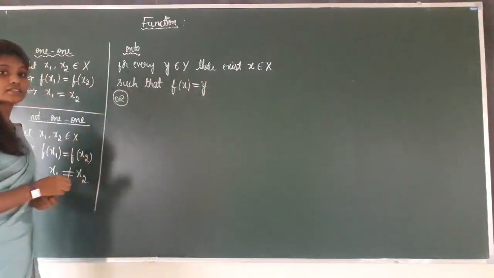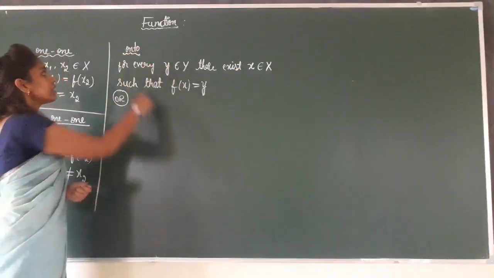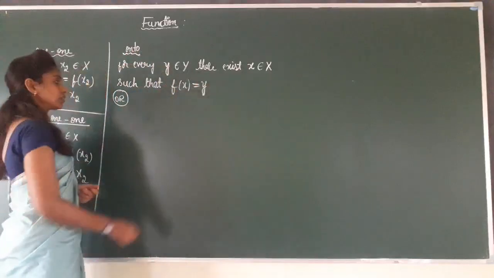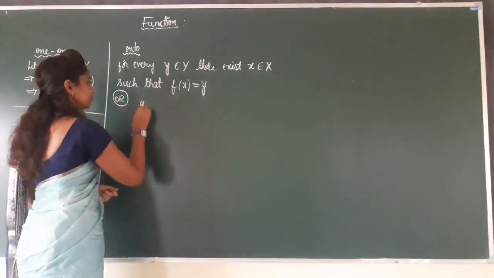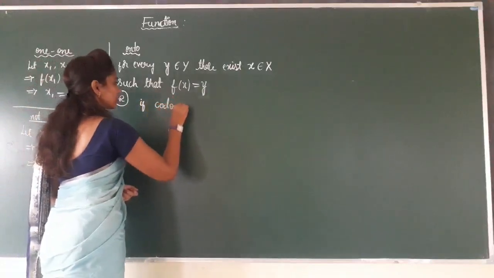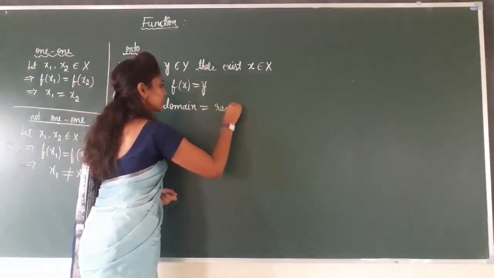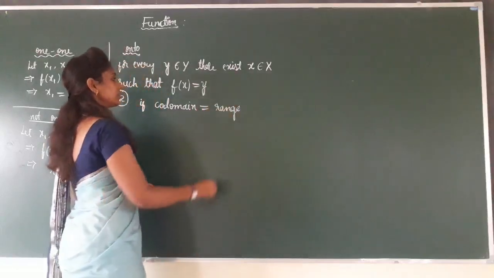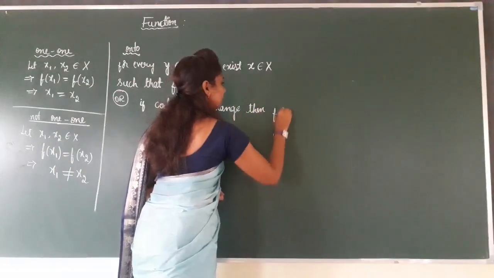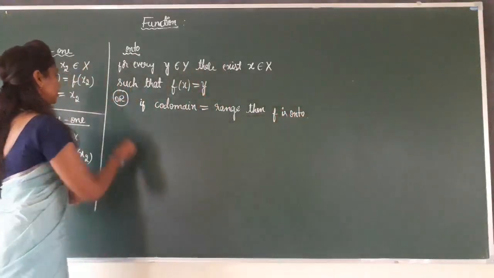Or if they ask to prove that the given function is onto, then we prove it like this. Okay, for the given function, if the codomain is equal to the range, then it is onto. Then f is onto.